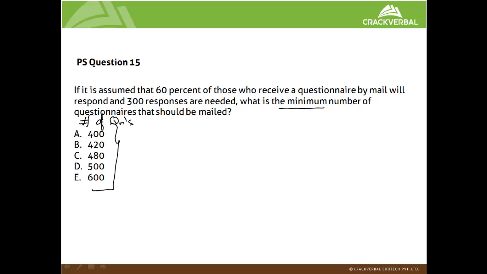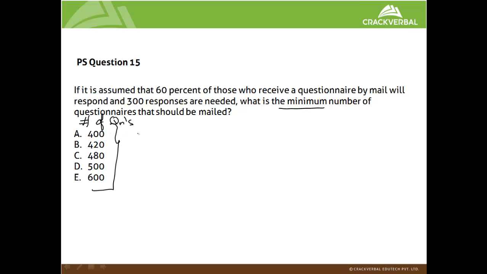But suppose you start with C. If C works, you cannot conclude that C is the answer because the question expects you to figure out the minimum. So it's better to start with answer choice A. In the same way, if the question says largest or maximum, pick the answer choice which is the greatest. Alright, now let's start with answer choice A.